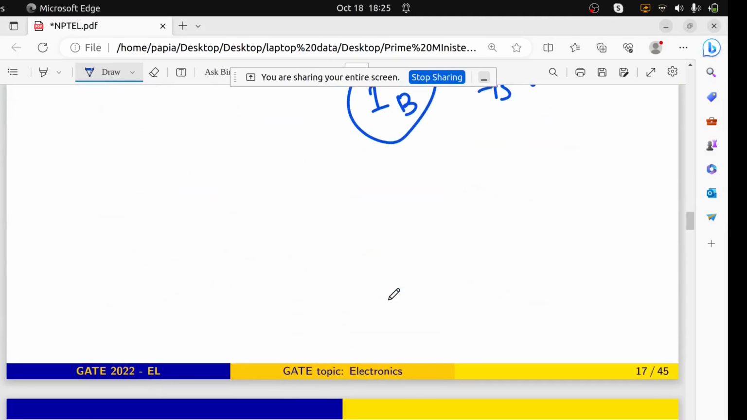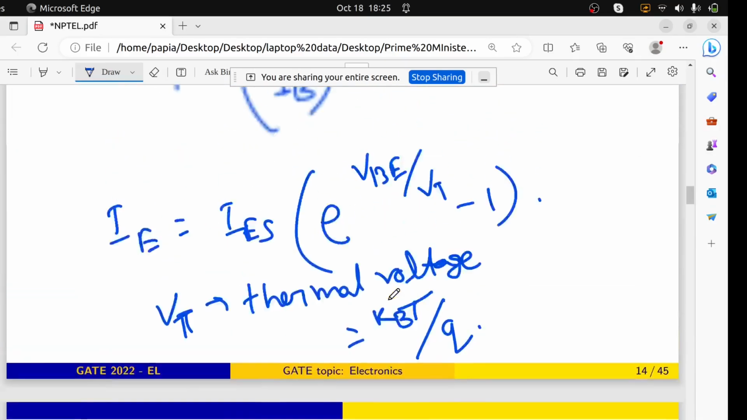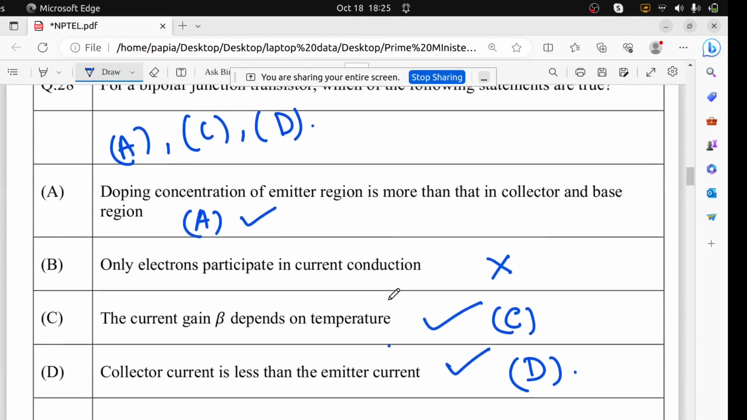Okay, so this is the case. So that means for this question, the right answers are A, C and D. Okay.